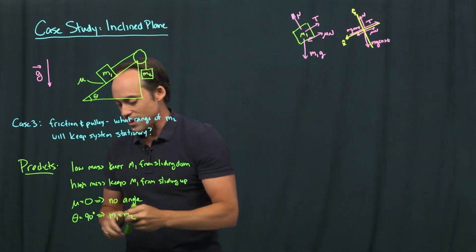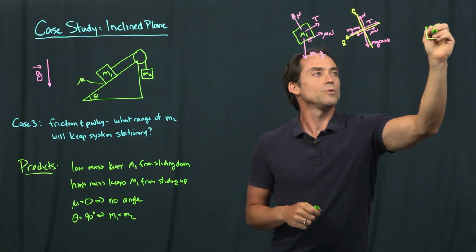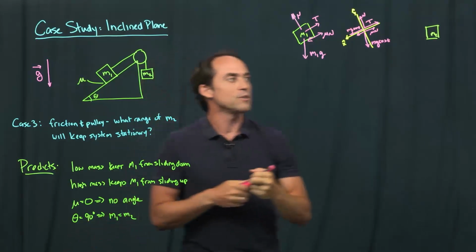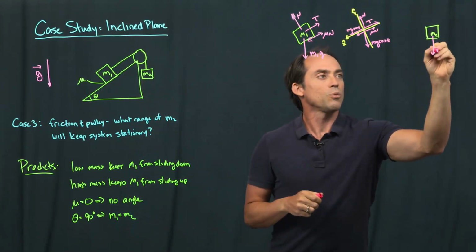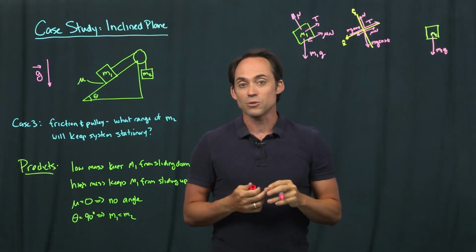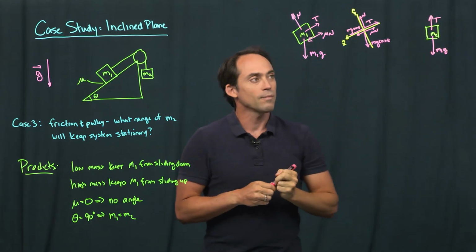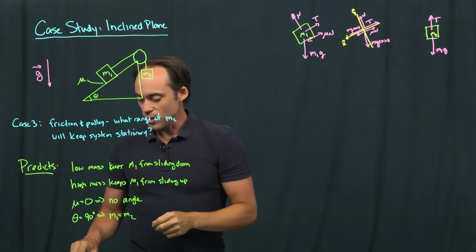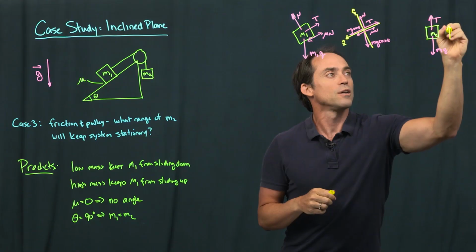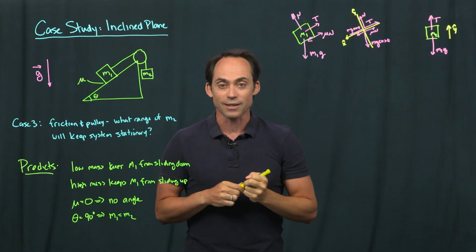And now we've also got the second object that we've got to worry about, mass number 2. Fortunately, its force diagram is much simpler, because all we have is its weight pointing down, and its only contact with the rest of the system is through the string, through this tension force, T. Okay, so let's take a step back. For the second mass, we can just use a simple one-dimensional coordinate system, because that's the only direction in which we have forces acting.